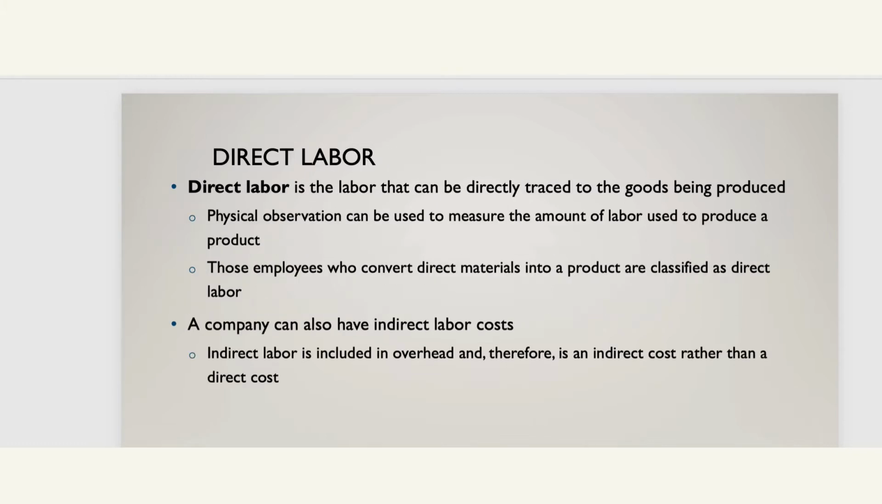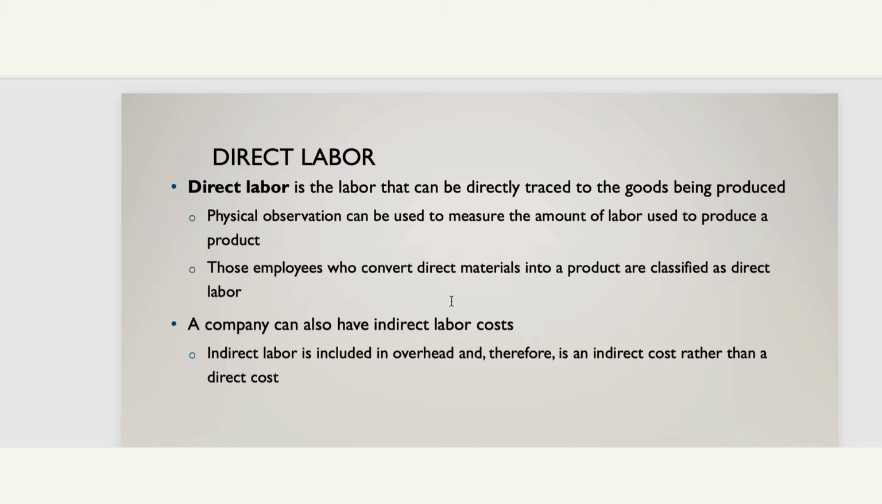Direct labor is the labor that can be directly traced to the goods being produced, so you can actually look and measure how much time people are spending on a product. This isn't only used in manufacturing, of course. We measure direct labor in things like, our favorite example in this class, a landscaping company, or construction projects, things like that.